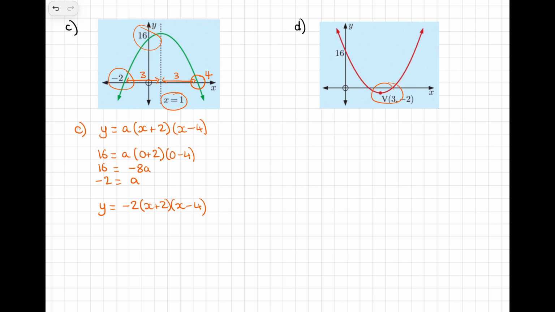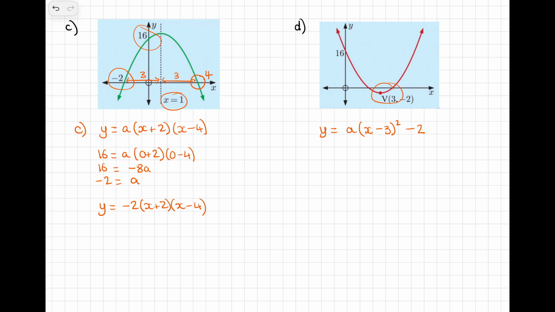Part D, we have a vertex here. That's the information we've been given at 3, negative 2. So we can go straight to our vertex form of a bracket x minus h. The h is 3 there, so it'll be x minus 3 all squared, and our k value is minus 2, so that just goes on the end.